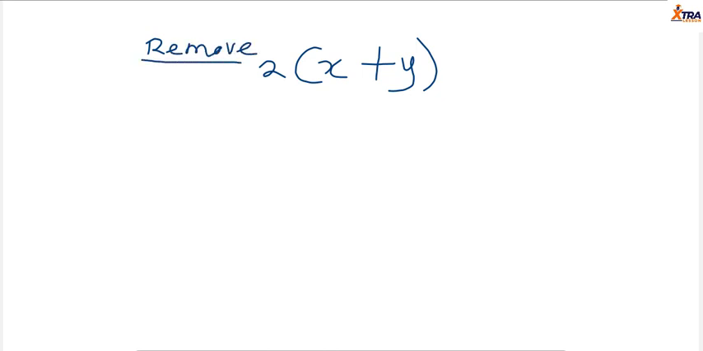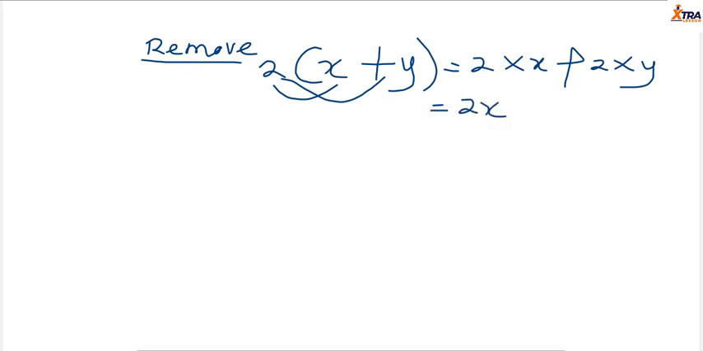I have 2 and I have x plus y in bracket and I'm asked to remove the bracket. How do I remove the bracket in this expression? I will multiply every term inside the bracket by the term outside the bracket. So 2 multiply x, then 2 multiply y. That gives 2x plus 2y. That is your answer. You've been able to remove the bracket.